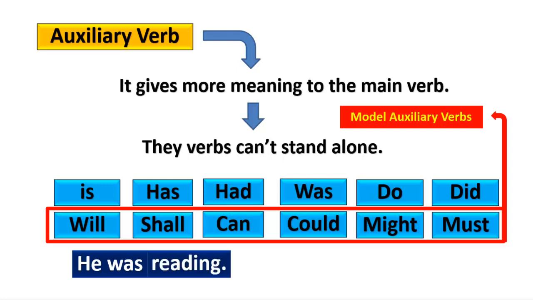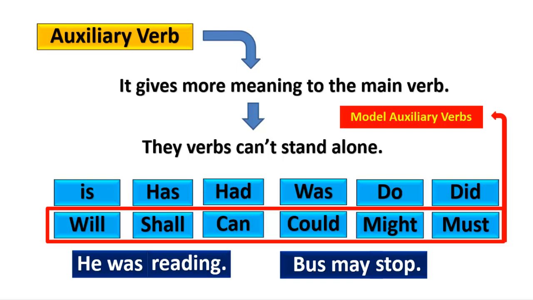Another example is bus may. What may? It isn't giving the complete meaning. For complete meaning, we have to put a main verb with it. For example, bus may stop. Here, the helping verb may adds to the main verb stop and gives the complete meaning.